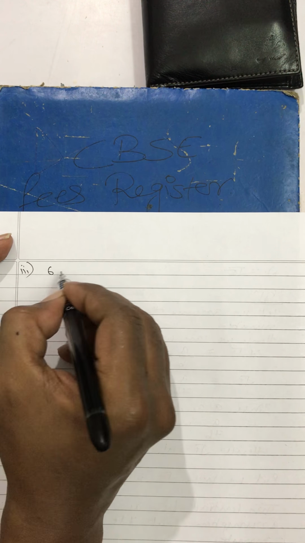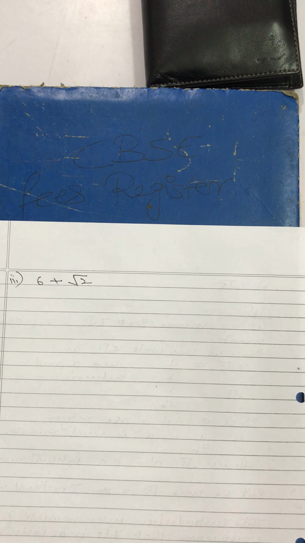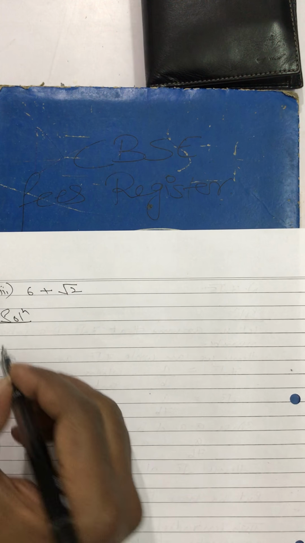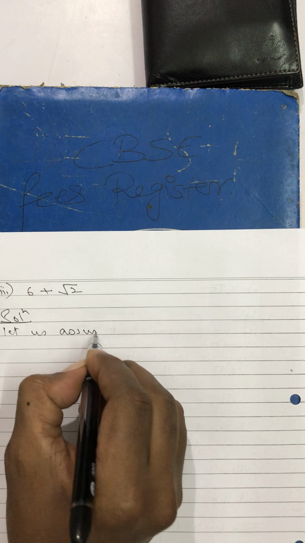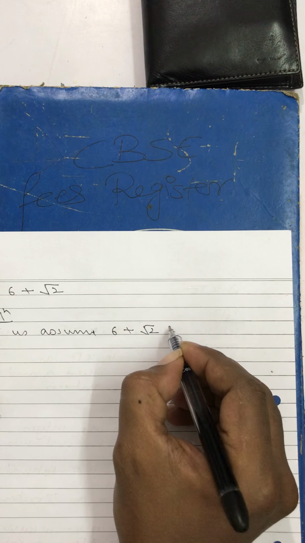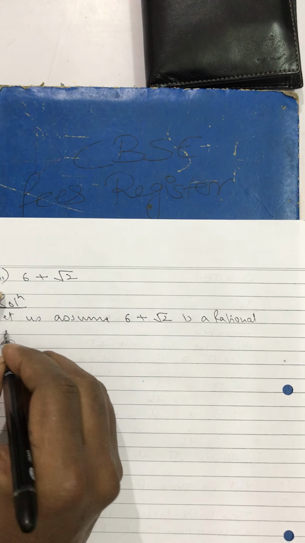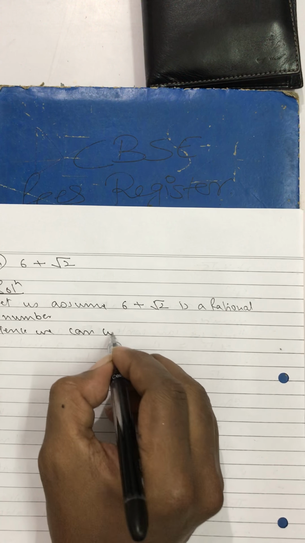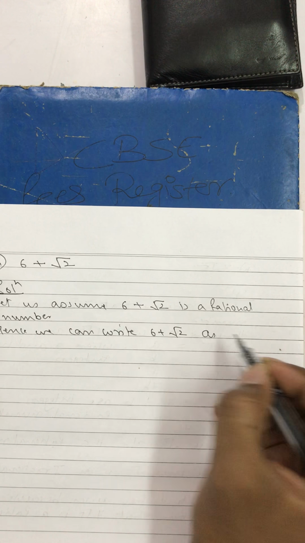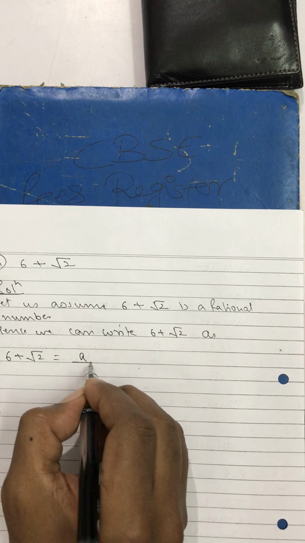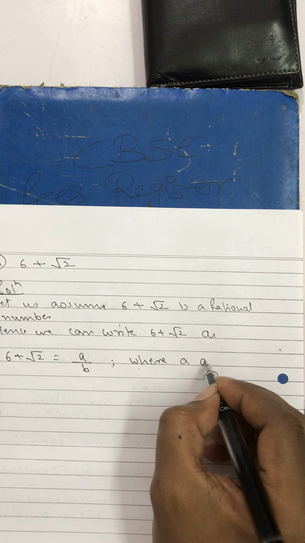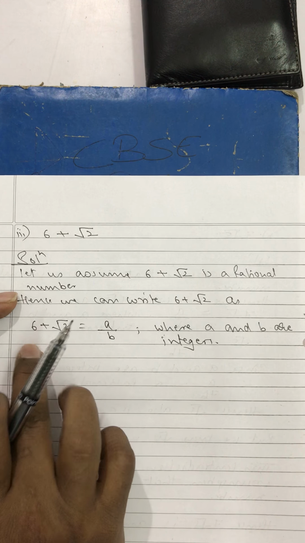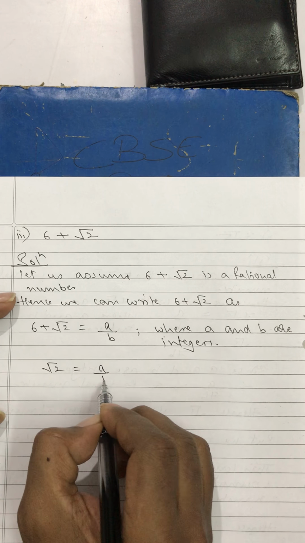Come on, third. 6 plus root 2. Come on, students, give it a try. Still more easy. I hope you had paused the video and now you have resumed it after solving. So I am continuing. Let us assume 6 plus root 2 is a rational number. Hence, we can write 6 plus root 2 as what? 6 plus root 2 is equal to a upon b, where a and b are integers. Now if I solve this, the 6 only will be shifted to the other side. Root 2 is equal to a upon b minus 6.